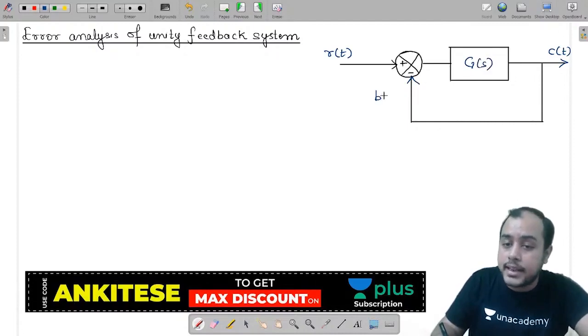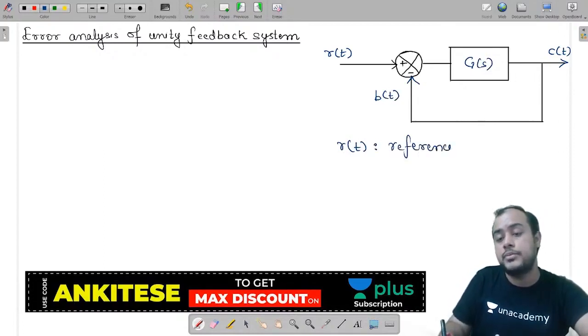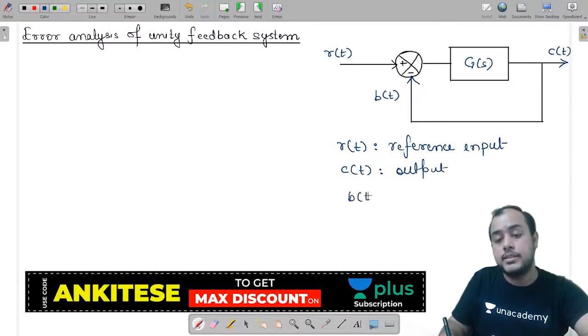The feedback signal is called B(t). So let me explain these signals. R(t) is your reference input. C(t) is your output. B(t) is your feedback signal.